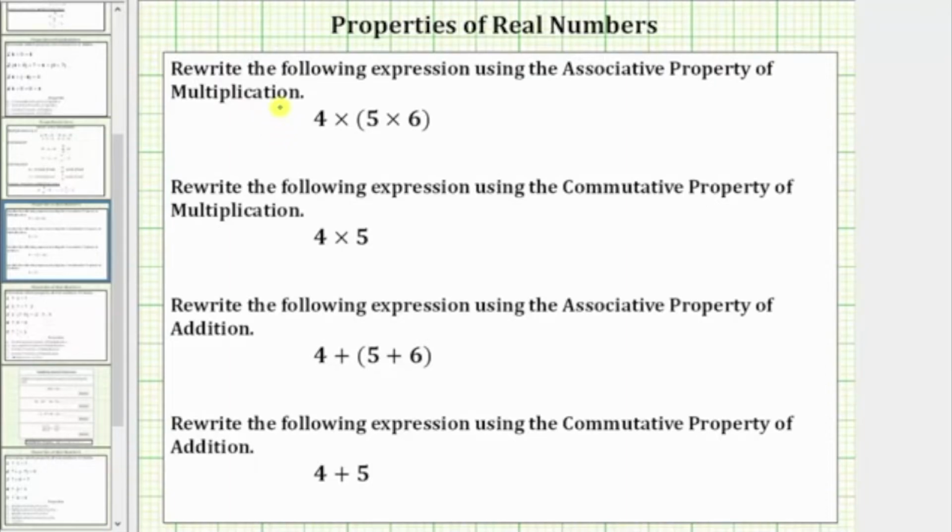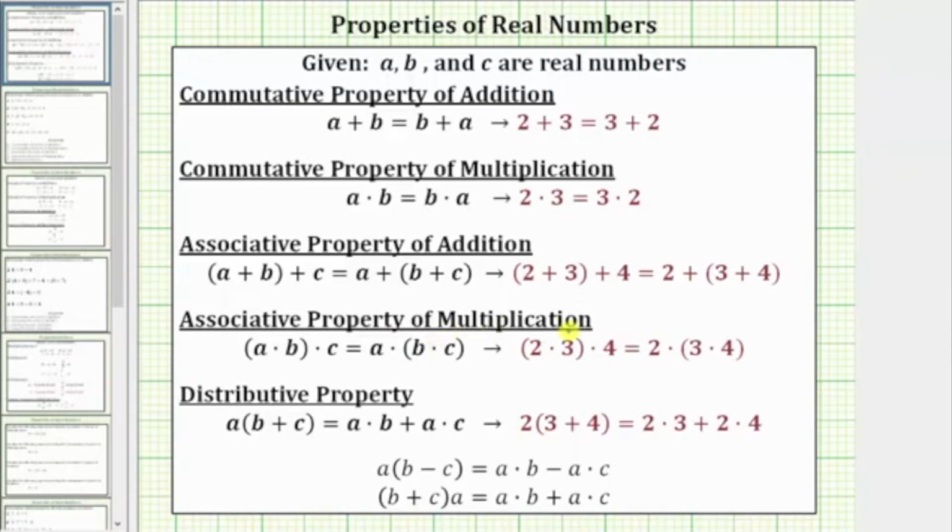to rewrite the following expression using the associative property of multiplication. We are given the expression 4 times the quantity 5 times 6. The associative property of multiplication is the quantity a times b times c equals a times the quantity b times c. The associative property of multiplication involves changing the grouping within a product.